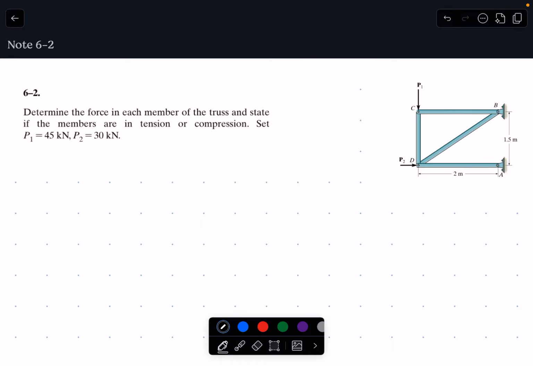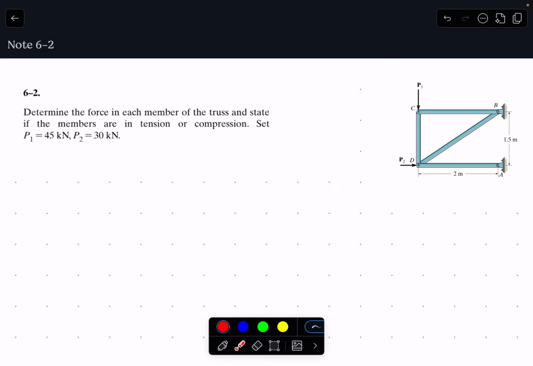Determine the force in each member of the truss and state if the members are in tension or compression. Set P1 equal to 45 kilonewtons and P2 equal to 30 kilonewtons. Okay, so today we have a very similar problem to the one yesterday.